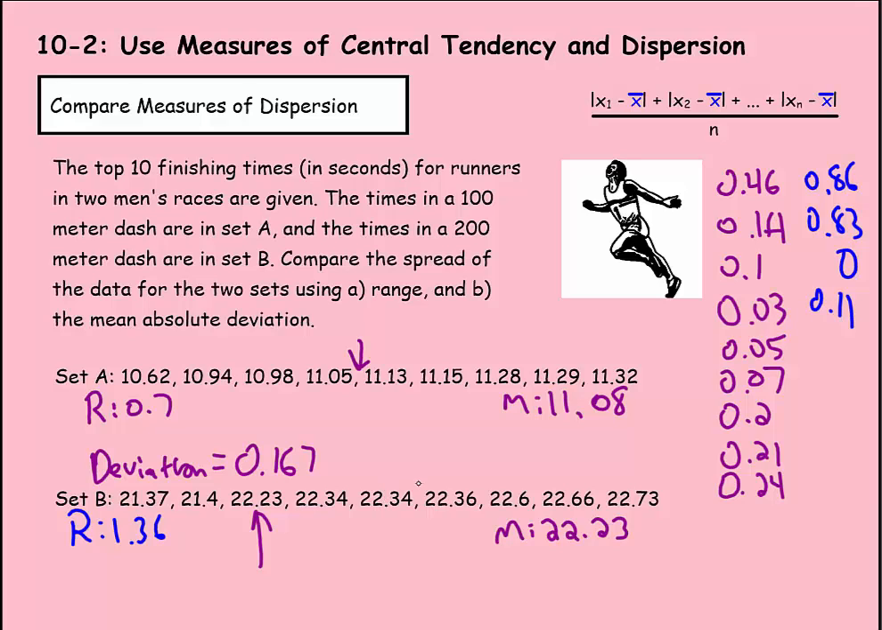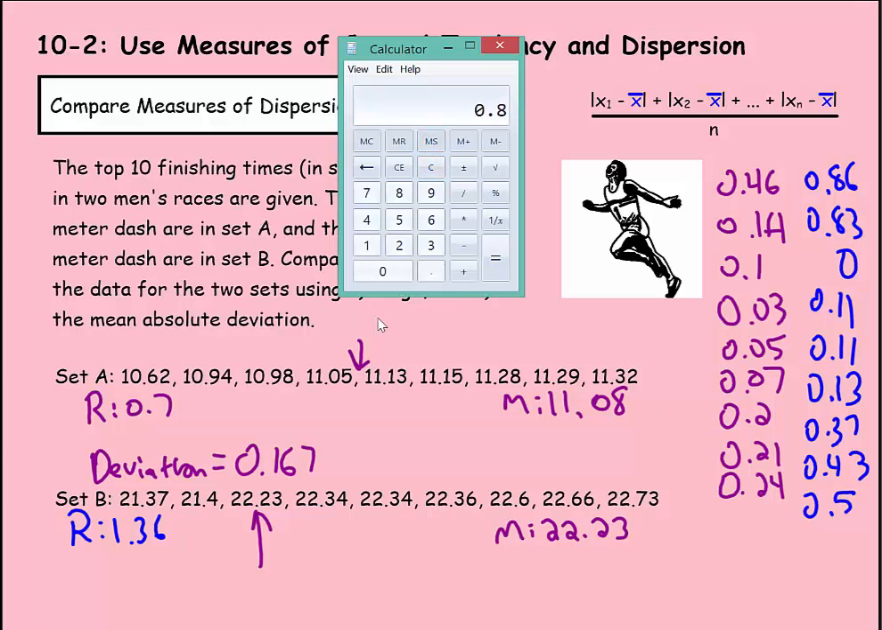Another one of that's exactly the same, so another 0.11. 22.36 and 22.23, that's 0.13. 22.6 and 22.23, that's a difference of 0.37. 22.66 would be a difference of 0.43, and 22.73 would be a difference of 0.5. So if we add all those together then, 0.86 plus 0.83 plus, we can skip the 0, 0.11 plus 0.11 plus 0.13 plus 0.37 plus 0.43 plus 0.5 and divide that by the total number, which would be 9. That gives us a mean deviation of 0.371, we'll say.